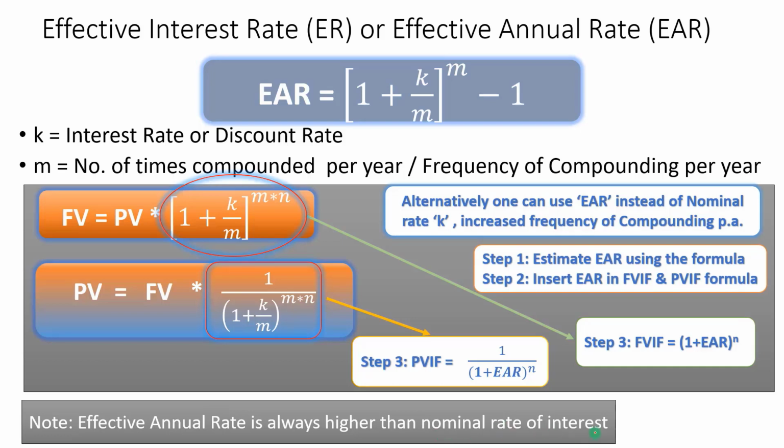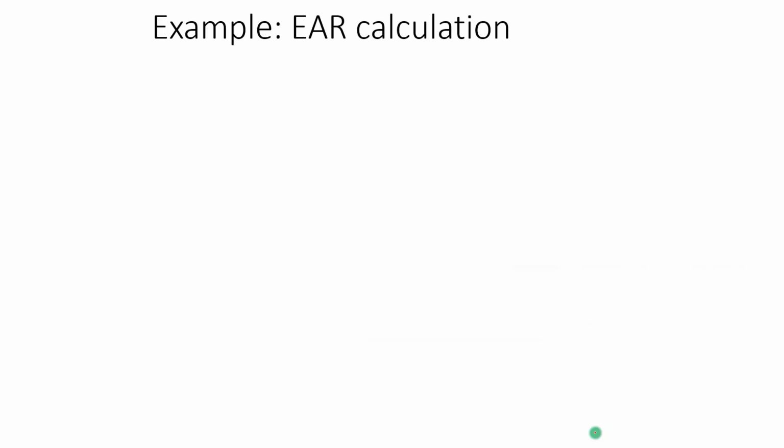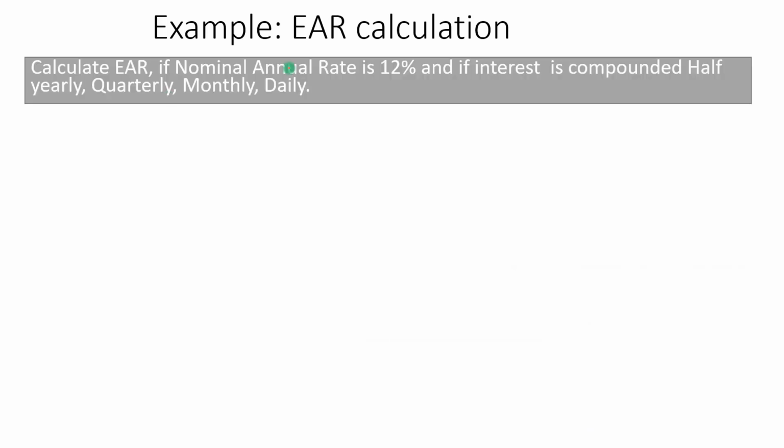Let us look at a numerical example. Calculation of effective rate of interest. We have considered a situation where the nominal rate of interest, otherwise interest rate per annum, is 12%. And we are required to calculate effective annual rate if this interest rate, nominal rate of interest, is compounded half yearly, quarterly, monthly and daily.